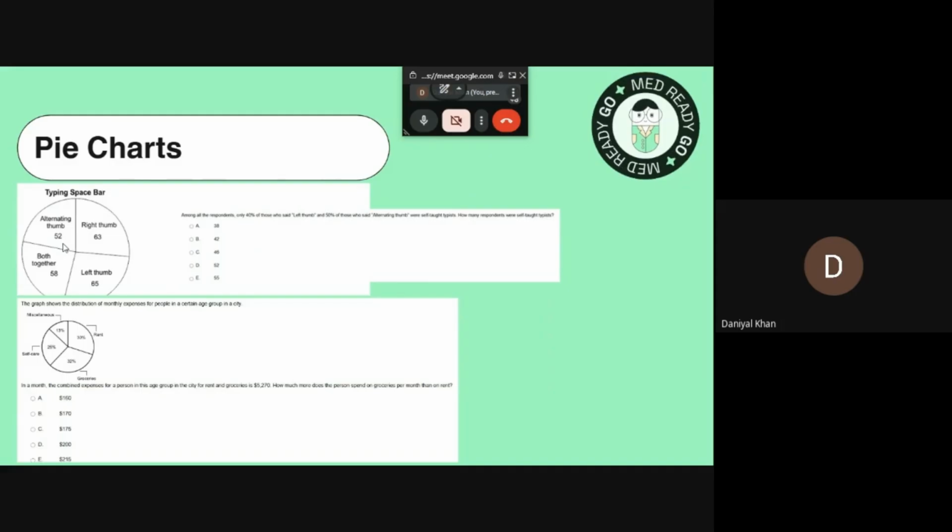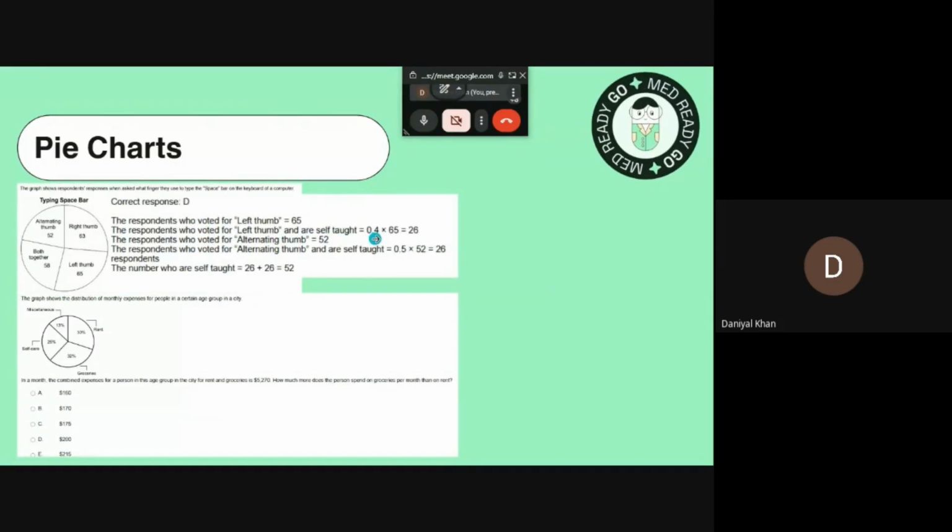It's 26. Yes, 26. All right. And then you do 40% of those who said left thumb. So 40% of those who said left thumb, which would be 0.4 times 65, and you would get 26 again. So 26 and 26 is 52, and just really simple math like that. So yeah, there's your correct response, and there's your explanation as well.